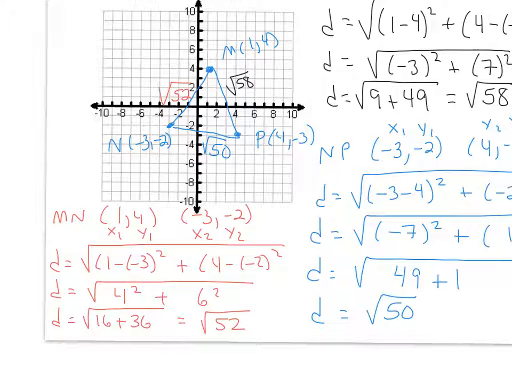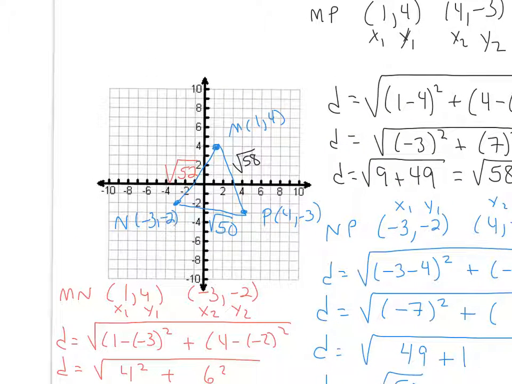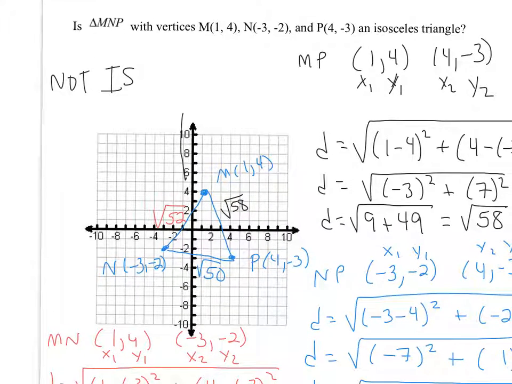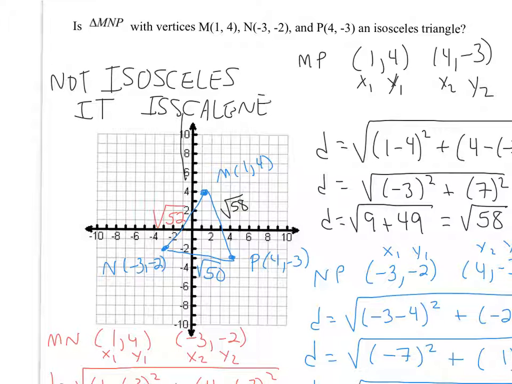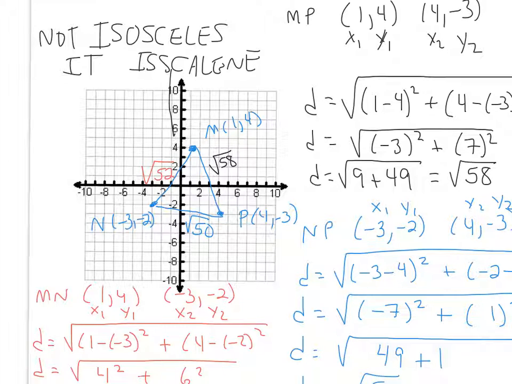So if you look at these, none of these sides are the same. So we would say this is not isosceles. And if you remember from your geometry, we call it scalene. All the sides are different. But a good practice in using our distance formula for a lot of these things.